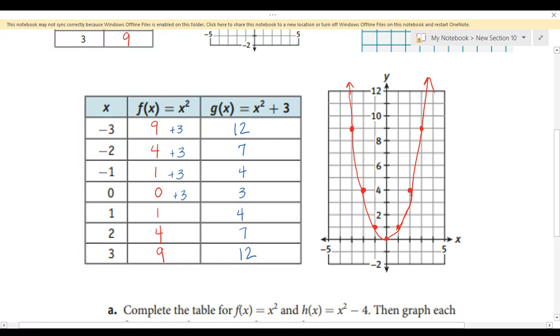So negative 3 up to 12. Negative 2 up to 7. Negative 1 up to 4. And 0 up to 3. Do the same thing on the other side. 2, 7. And 3, 12. So now I have my blue parabola. Do the best I can with my drawing.